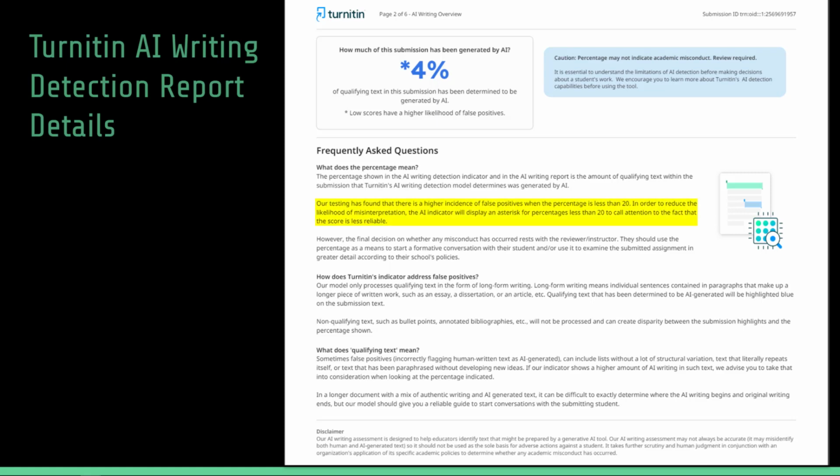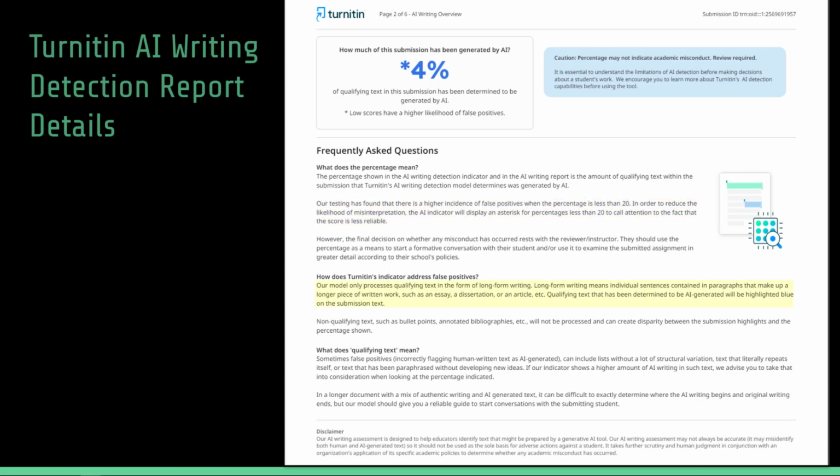The AI writing detection report's frequently asked questions addresses many of the commonly asked questions. For example, it explains that the AI writing indicator has a higher incidence of false positives when the percentage is less than 20%. In other words, human written text is more likely to be flagged as AI written when the indicator is less than 20%. Because of this, when the percentage is low, it will be marked with an asterisk to draw your attention to it.